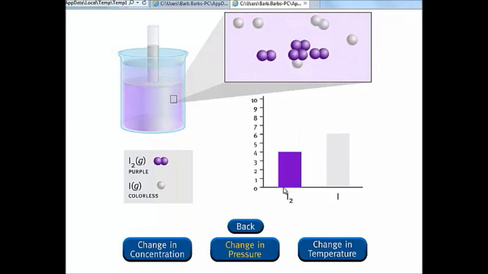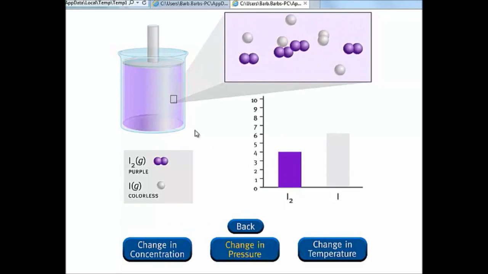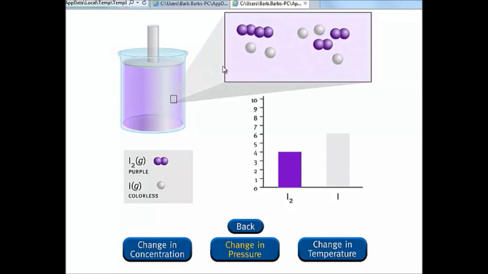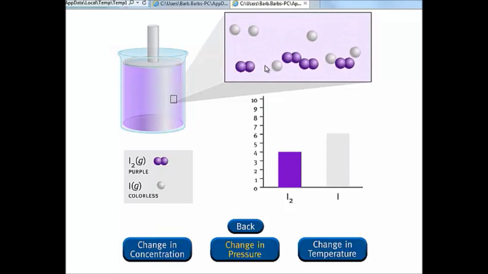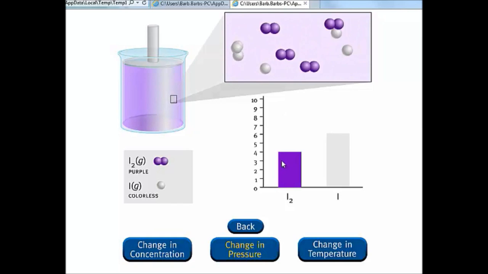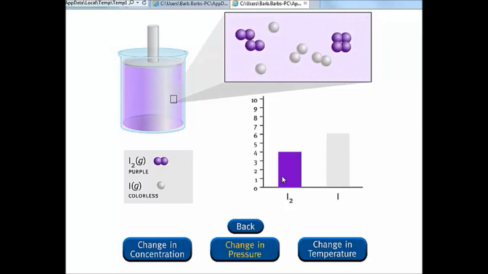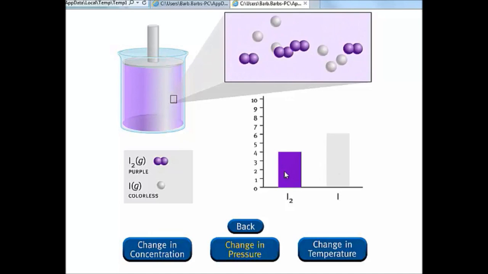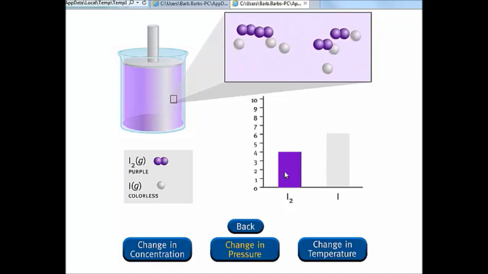You have decreased the pressure by increasing the volume of the container. Le Chatelier's principle states that this stress will be partially offset. The system can partially offset this stress by increasing the moles of gas. Pressure is directly proportional to the moles of gas.